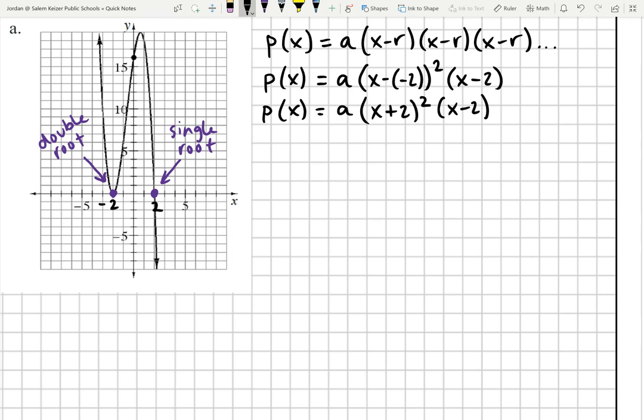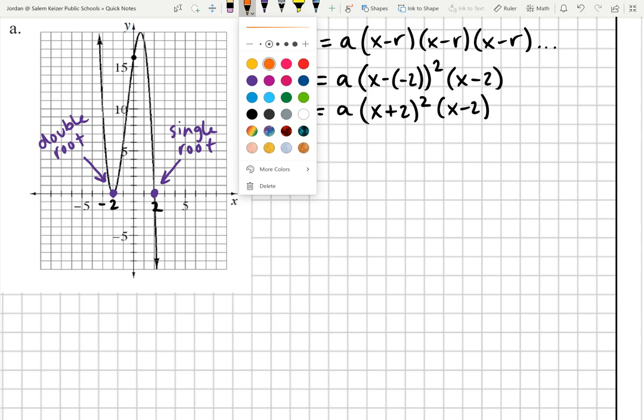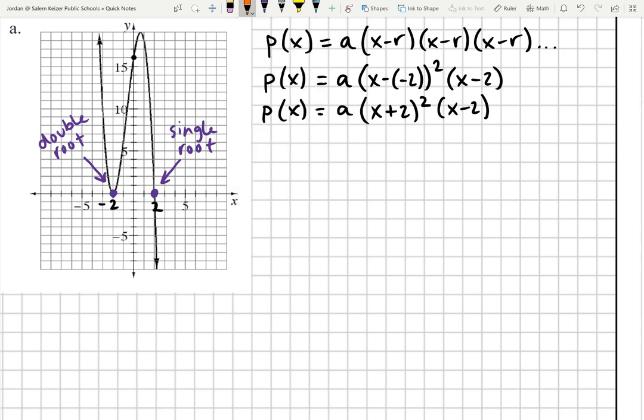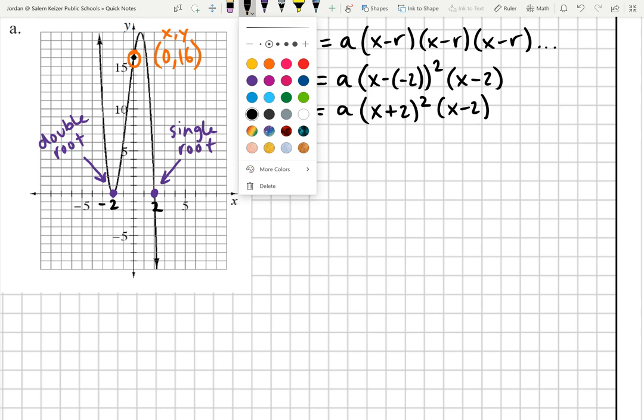Now we need to know how stretchy it is. We need to solve for our a value. In order to do that, we need to use one additional point. Okay, one point that's not a root. And it looks like there's one labeled already here. Okay, so this is the point 0, 16. Keep in mind, this is just an xy coordinate point, right? So we're going to use 0 for x and 16 for y as our one additional point, and we're going to plug it in for x and y in our equation, and there should just be a left.